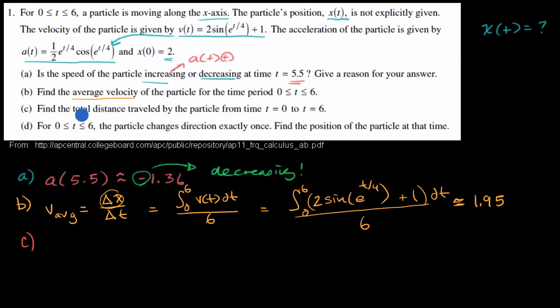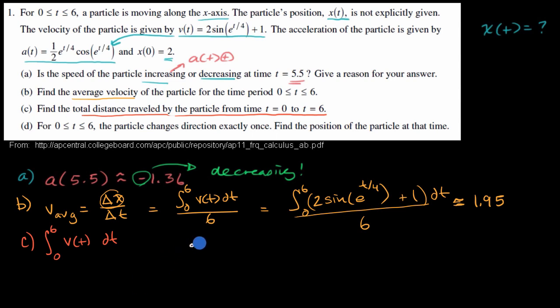So now let's do part C. Find the total distance traveled by the particle from time t equals 0 to t equals 6. So you might be tempted to say, hey, I'm just going to take the integral from t equals 0 to t equals 6 of my velocity function, just like that. And you would be close, but that might not give you the right answer.